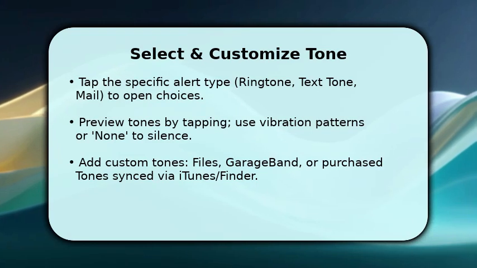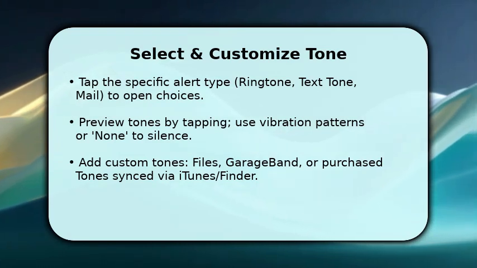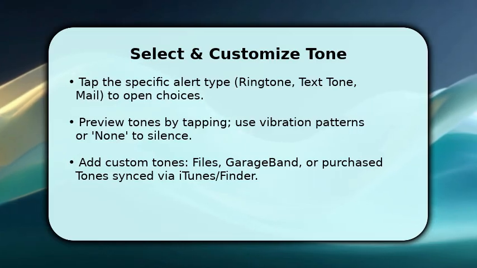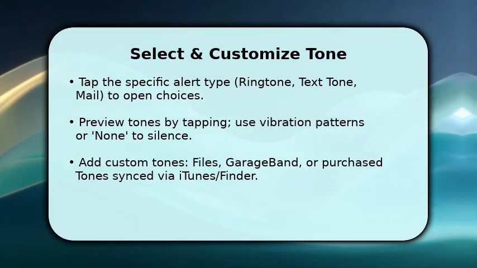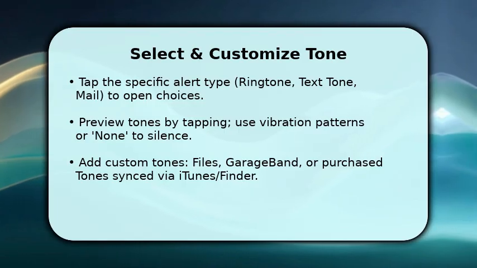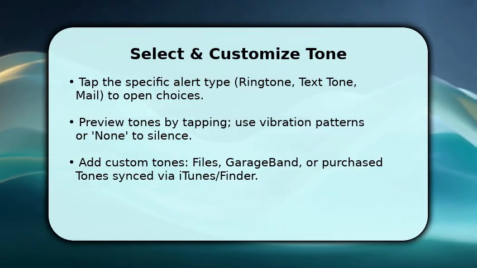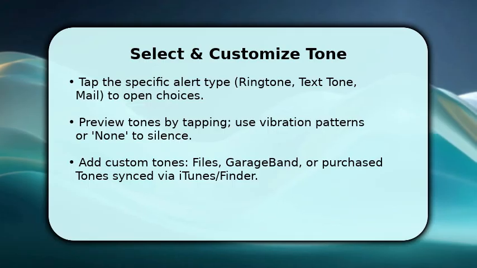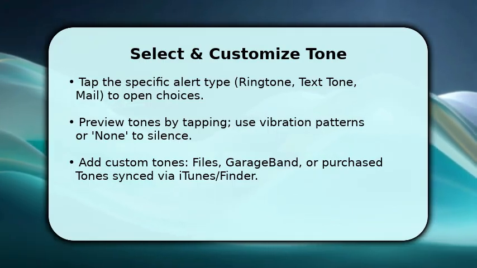Now tap the alert type you want to change, and you'll see a list of built-in tones. Tap any one to preview instantly so you can compare. If you prefer subtle cues, choose a vibration pattern or select none to silence that alert. This is why you verify vibration settings earlier.